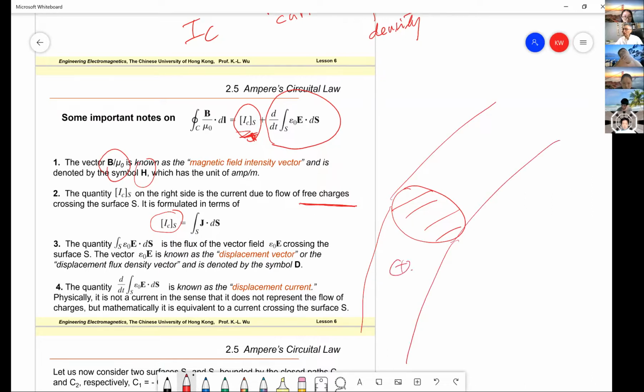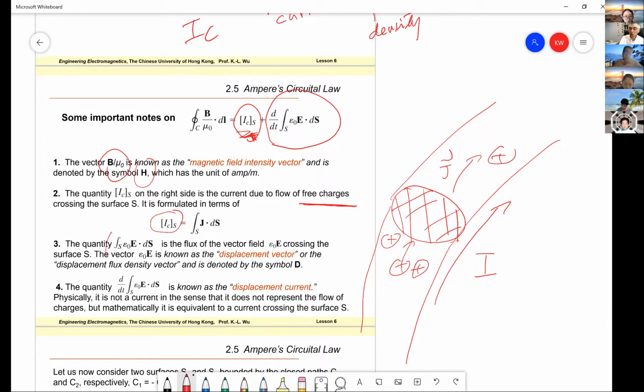So I have a free moving charge, right? Moving in this direction, okay? Then I do the surface integration across the cross section. This is a current density, okay? Then I put the current outside. The current flows in this direction. This is the current, right? Current is a surface integration of charge density, right?